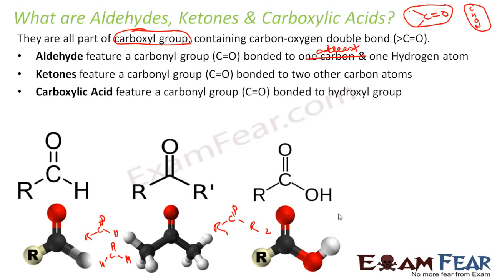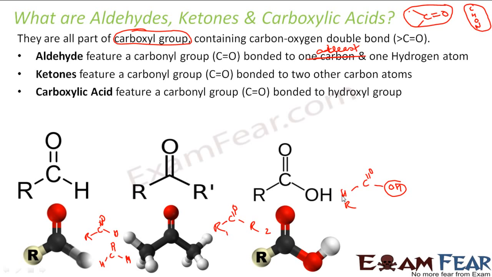Carboxylic acids, again same thing. You take this carbon double bond O. Now in one you put a hydroxyl group. Here you can put anything. You can put H, you can put R, whatever you like. Doesn't matter. So hope you understand.